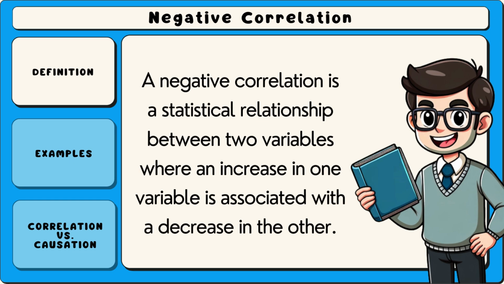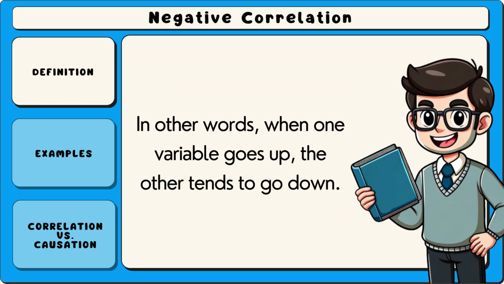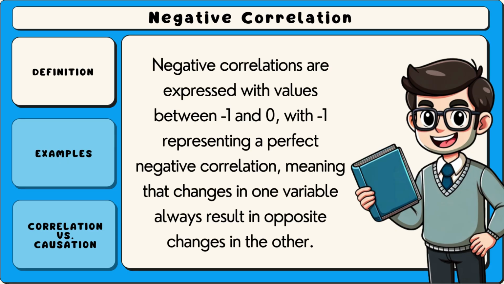A negative correlation is a statistical relationship between two variables where an increase in one variable is associated with a decrease in the other. In other words, when one variable goes up, the other tends to go down. Negative correlations are expressed with values between -1 and 0, with -1 representing a perfect negative correlation, meaning that changes in one variable always result in opposite changes in the other.